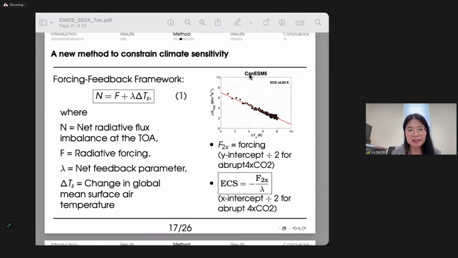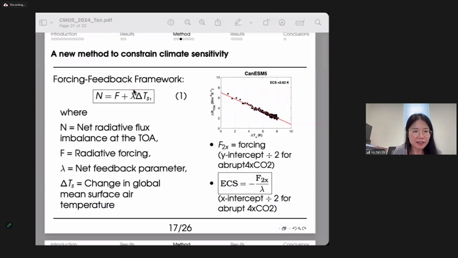I'm using an individual Earth system model here, CanESM5, as an example. From this plot, the y-intercept represents the rate of forcing. The slope is the climate feedback parameter lambda, and the x-intercept is the ECS. For the CanESM5 model that participated in CMIP6, the forcing feedback framework gave us an ECS of about 5.6 degrees Celsius.